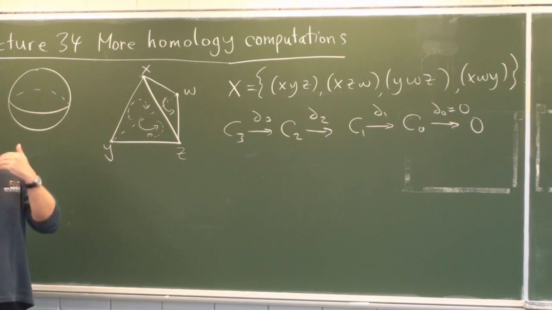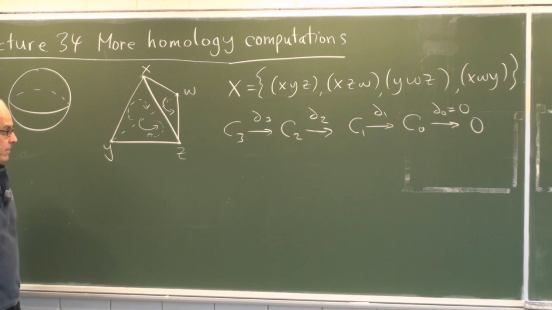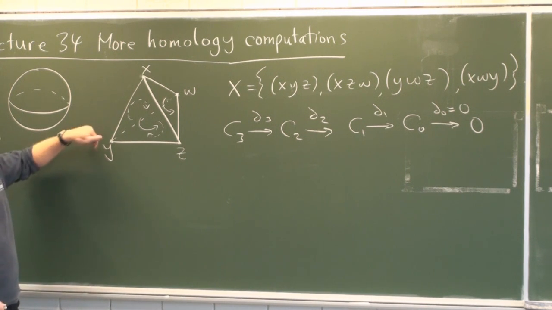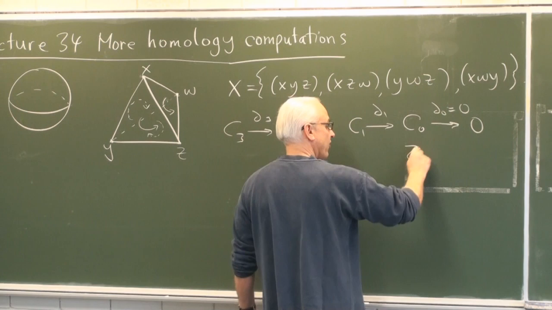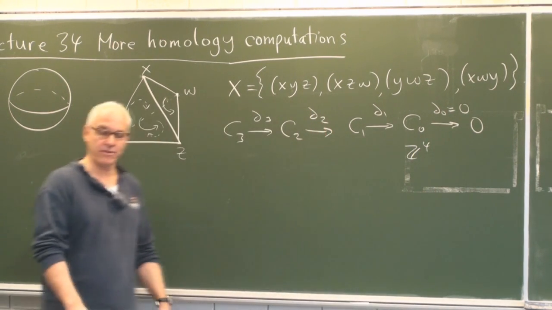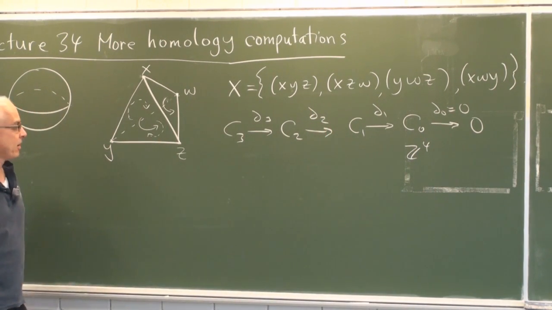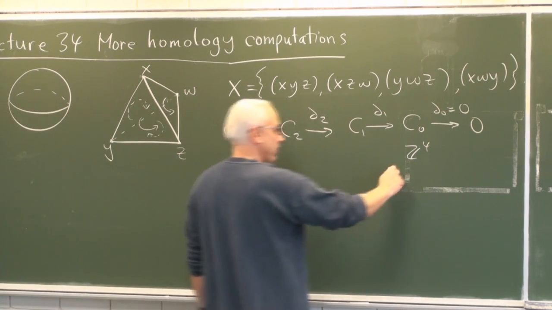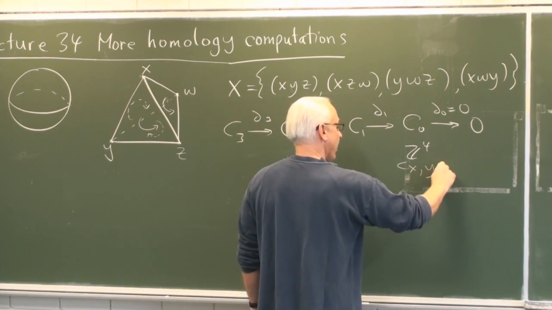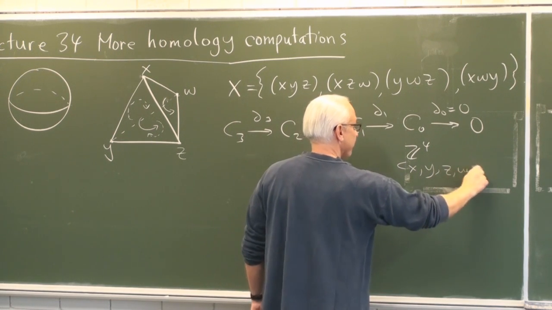Okay, what do these chain groups look like? Well, the 0-dimensional chains are just combinations of various vertices. So that's actually, let me write it as Z^4, Z plus Z plus Z plus Z, one for each of the four vertices. So a basis here would be X, Y, Z, and W.